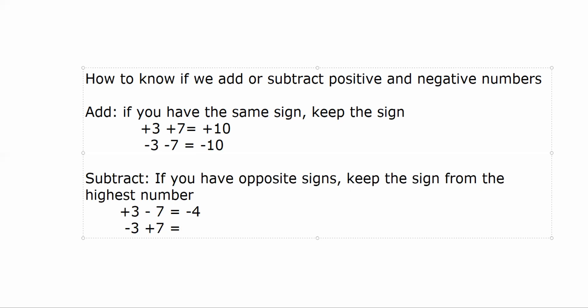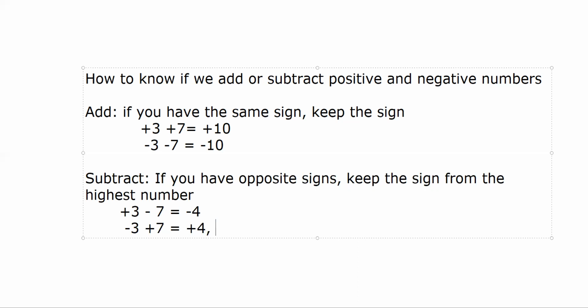For the next one, we have a negative 3 and a positive 7. Again, opposite signs, so that means we're going to subtract. 7 take away 3 will be 4. And we're going to keep the sign from the highest number, which is between the 3 and the 7. The highest one is 7, and it's a positive, so that's a positive 4.